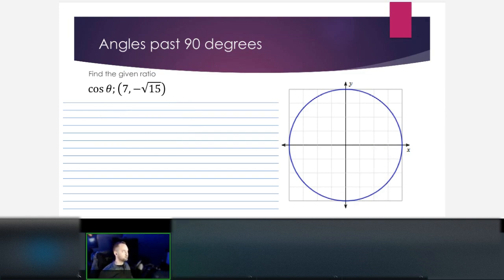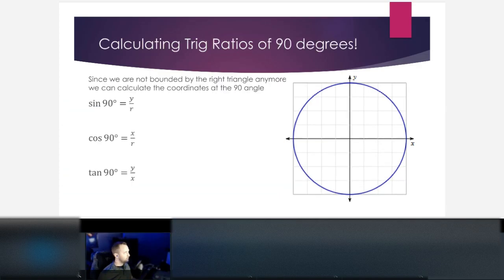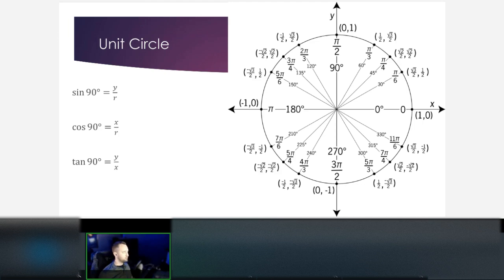So let's, I'll do this one as bell work tomorrow. How about that? So I'm gonna skip it. Cosine of theta, 7 comma radical 15. All right, let's go on. So this is recapping all that's fun stuff.